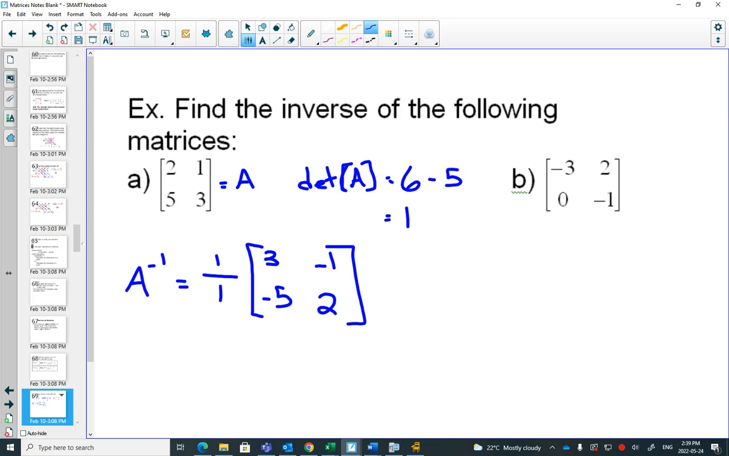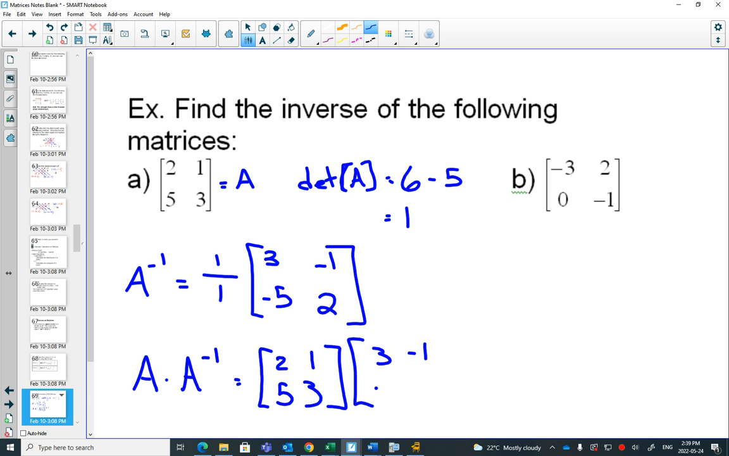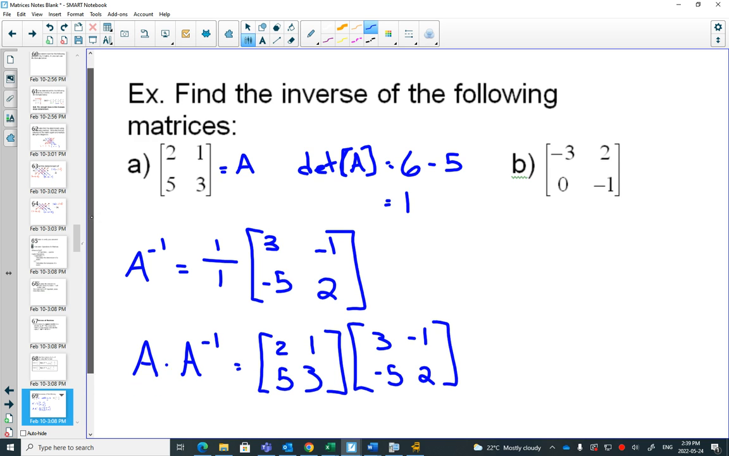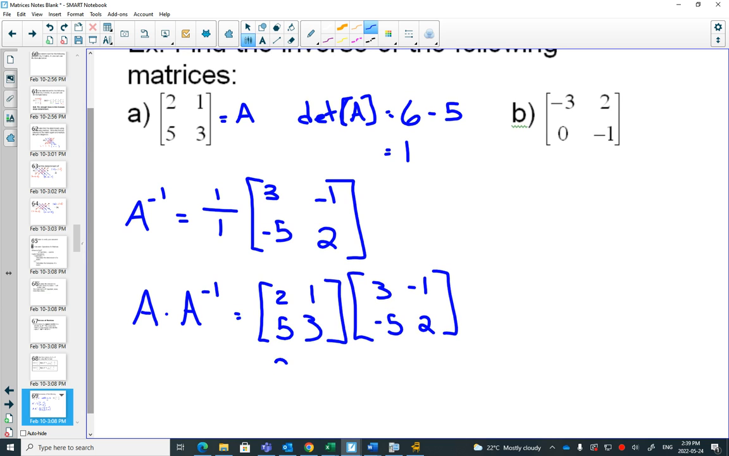Now notice, if we multiply matrix A times the inverse, so matrix A, 2, 1, 5, 3, and the inverse, 3, negative 1, negative 5, 2. We notice that this is possible because this is a 2 by 2 and this is a 2 by 2. The middle numbers match up. Your answer should be also the outside numbers, a 2 by 2.